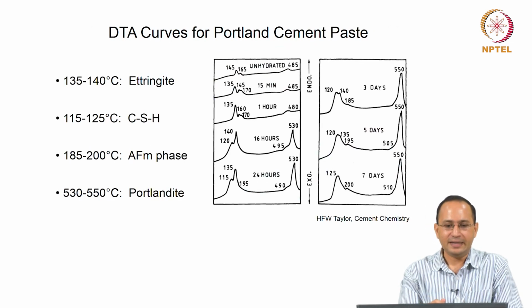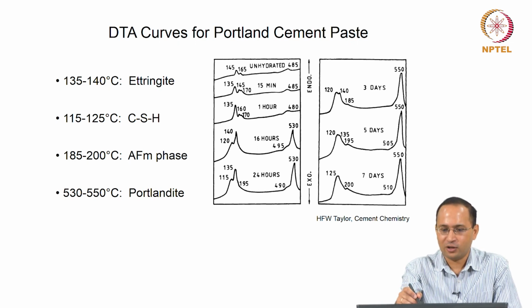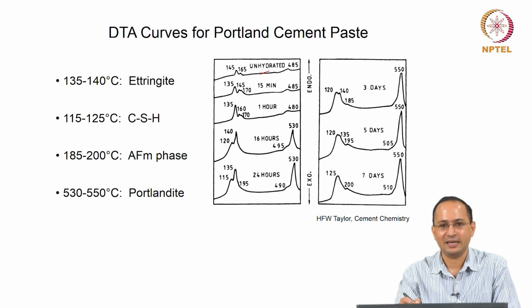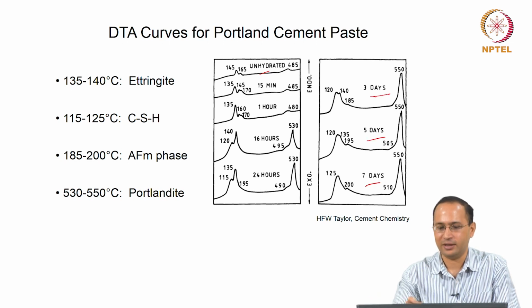Now if you look at the DTA curves for Portland cement paste, you mix cement with water and make paste, also starting with the unhydrated part. You see how the DTA curves change: 15 minutes, 1 hour, 16 hours, 24 hours, 3 day, 5 day, 7 day. See, first of all, what is the difference.